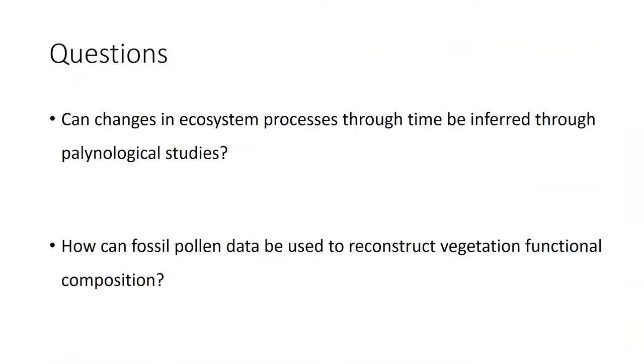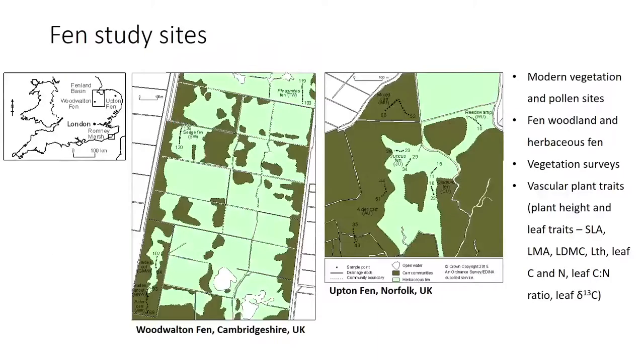So the questions that we had were, can we infer changes in ecosystem processes through the use of palynological studies? And if so, how can we use fossil pollen data to reconstruct past functional composition of the vegetation? So we selected two study sites in the Fenlands, in East Anglia, one in Norfolk and one in Cambridgeshire. They both comprise fen woodland and herbaceous fen. In these two sites, we surveyed the vegetation growing on the peat, and we also collected modern pollen data. By modern pollen, I mean pollen that was extracted from moss polsters growing on the surface of the peat, so pollen that was deposited recently.